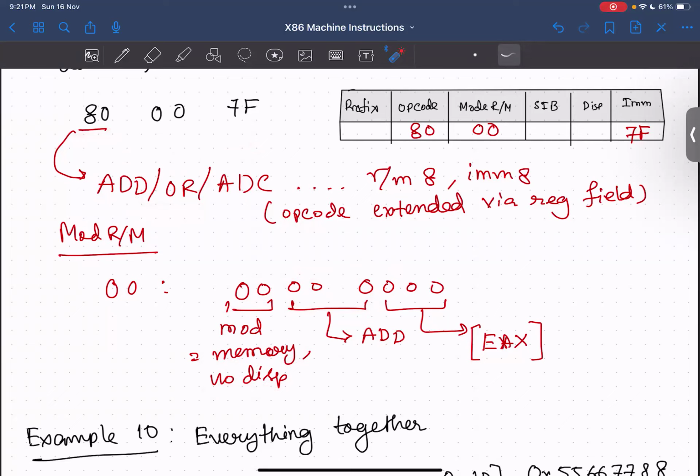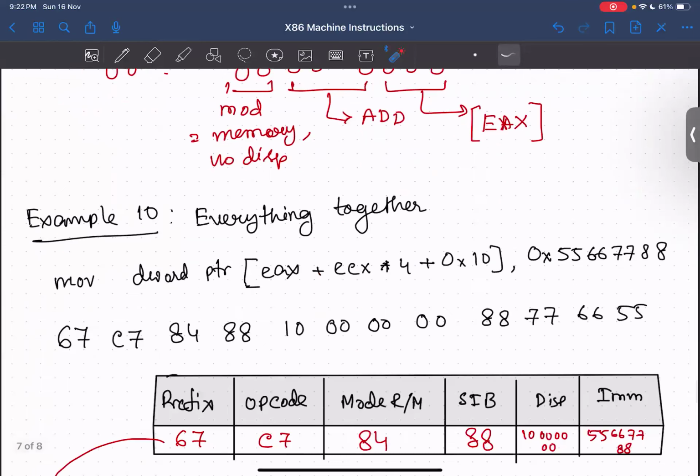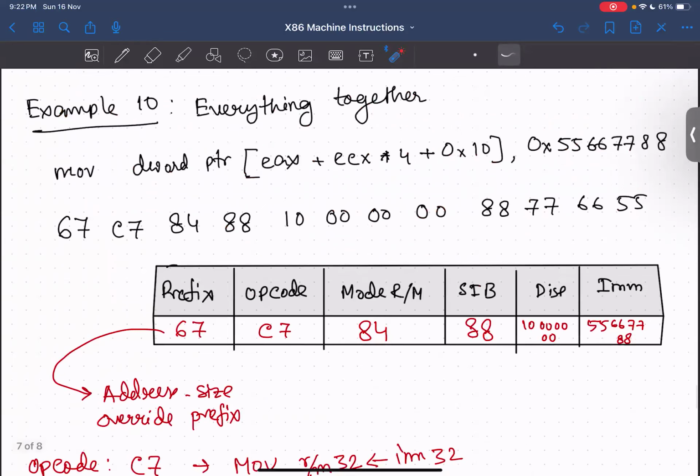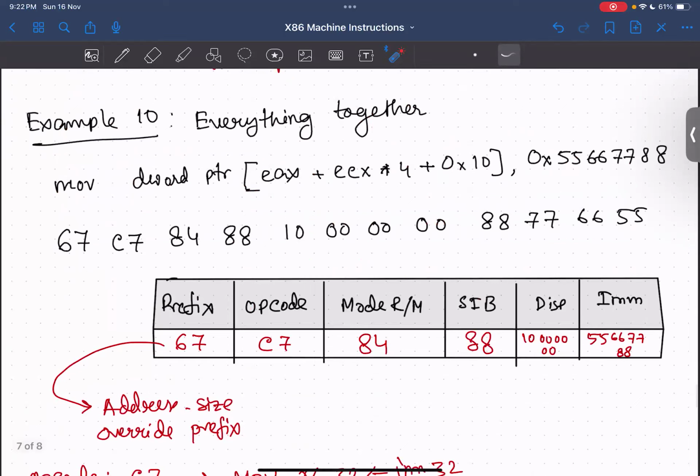And then the RM field will tell you what kind of register you are going to use. 000 means EAX register, and you have an immediate which is like 7F. Make sense? Now let's try to look at an instruction, our last example, which basically captures everything.